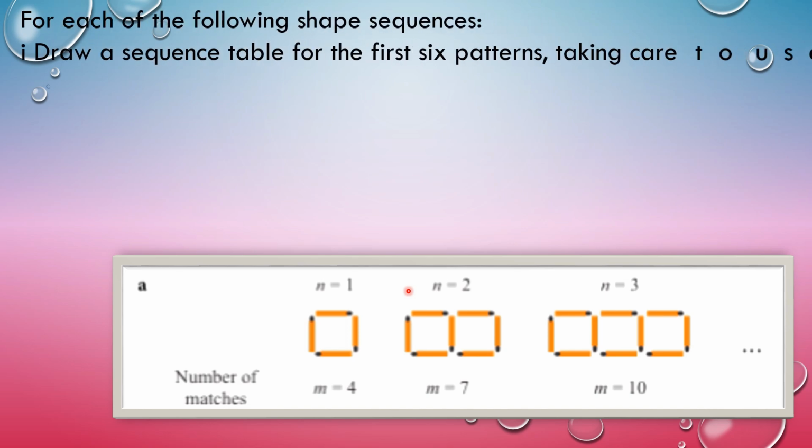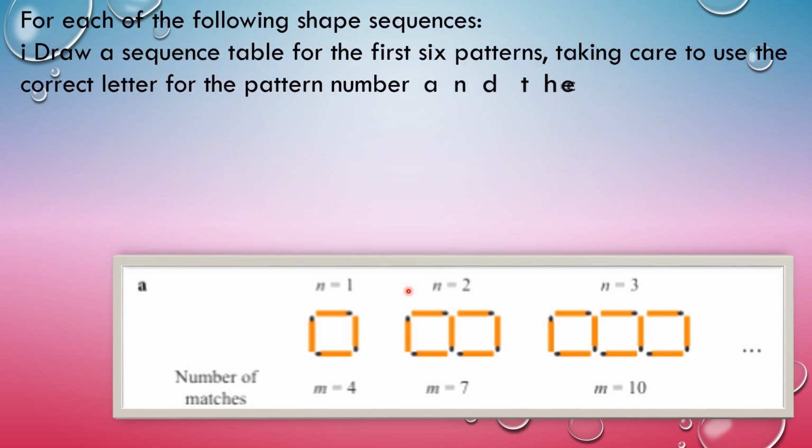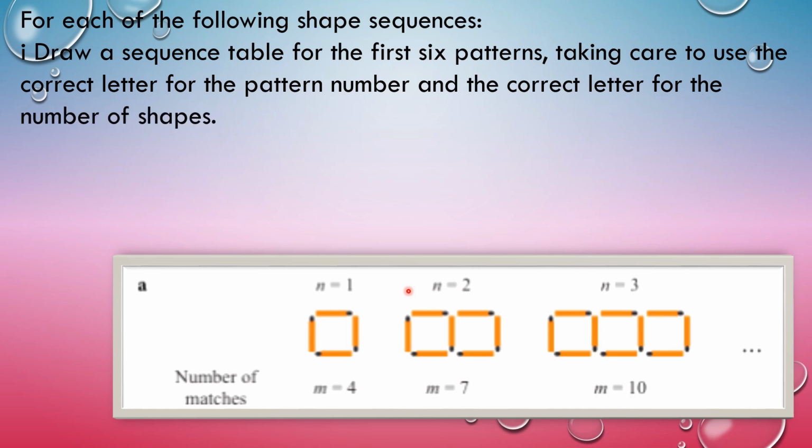So for each of the following shape sequences, part 1, draw a sequence table for the first 6 patterns, taking care to use the correct letter for the pattern number and the correct letter for the number of shapes. So we have to draw a sequence table. In the next slide I will show you how to draw a sequence table. But you must use the correct letter for the pattern number and for the number of shapes. For the number of shapes you have to use the letter m, and for the pattern number you have to use the letter n.